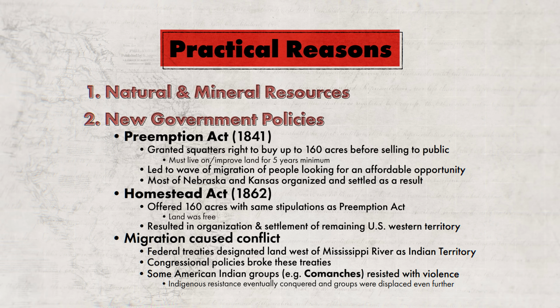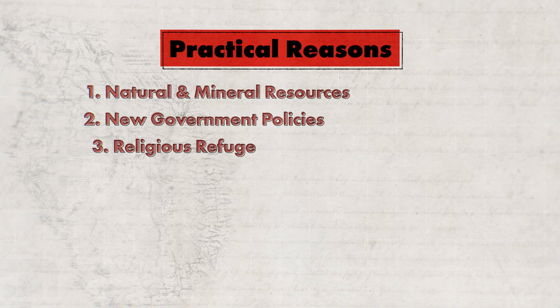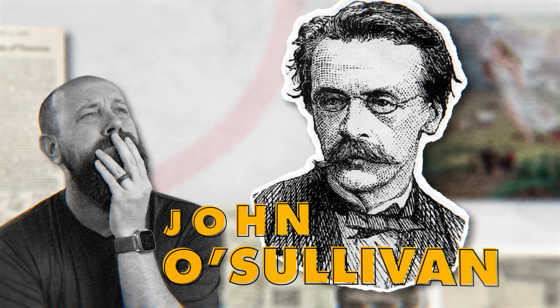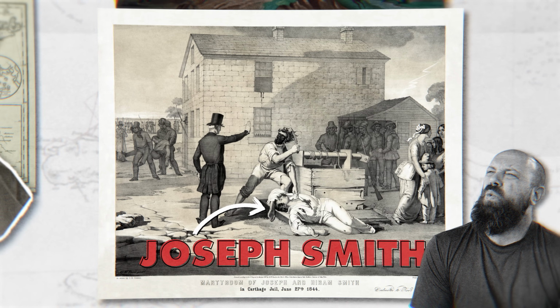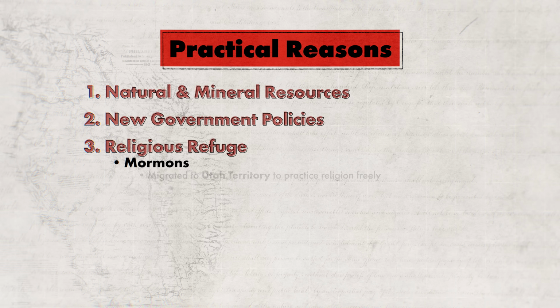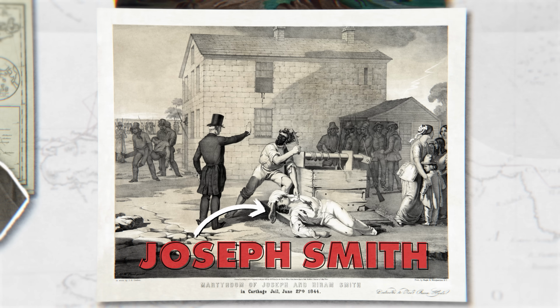Okay, now the third practical reason for westward expansion during this period was a desire for religious refuge, and the poster boys and girls for this were, of course, the Mormons. So after their founder Joseph Smith was murdered in Illinois, Mormons set their sights on migrating to the Utah Territory in order to practice their religion without getting murdered.